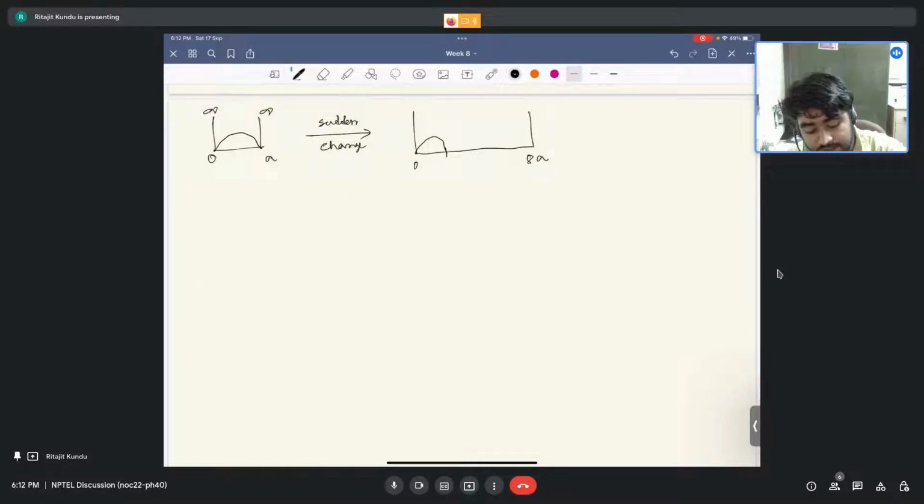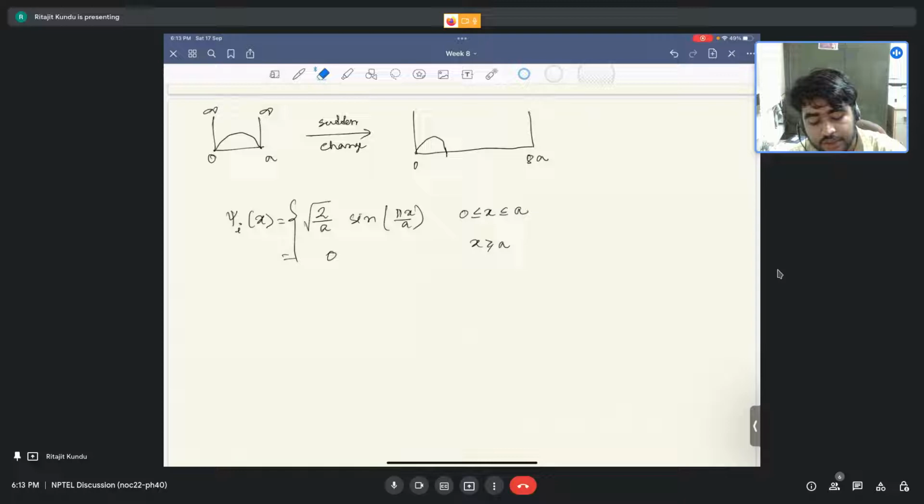So the meaning of this is that psi_i of x, where i stands for initial, was the ground state of the initial well. So it is given by square root of 2 by a, sine pi x by a, when x is between 0 and a, and else it is 0. So when x is greater than a, this is 0. So this is a piecewise function. So now we clearly see that this is not a ground state of the new system.